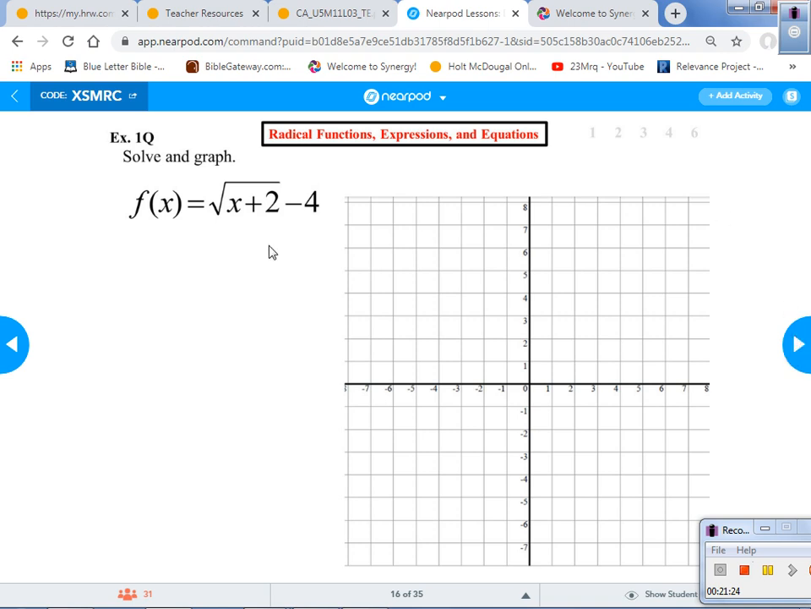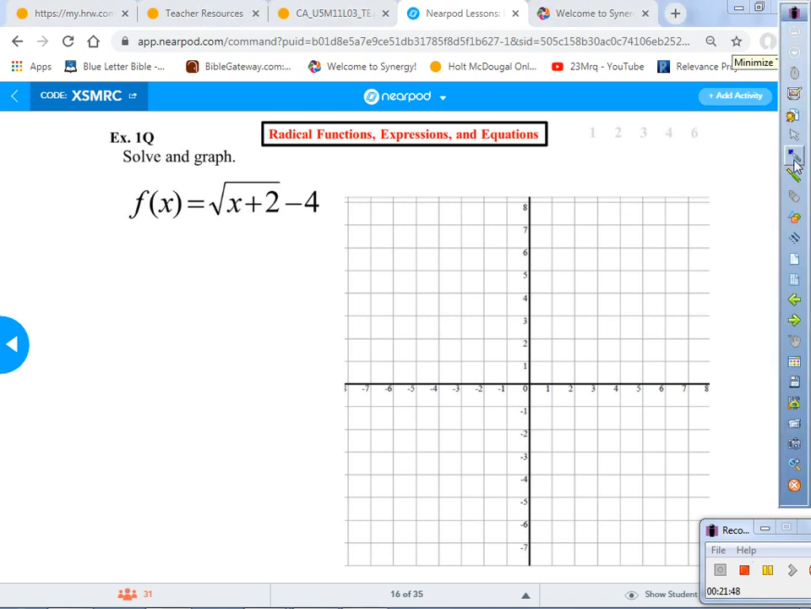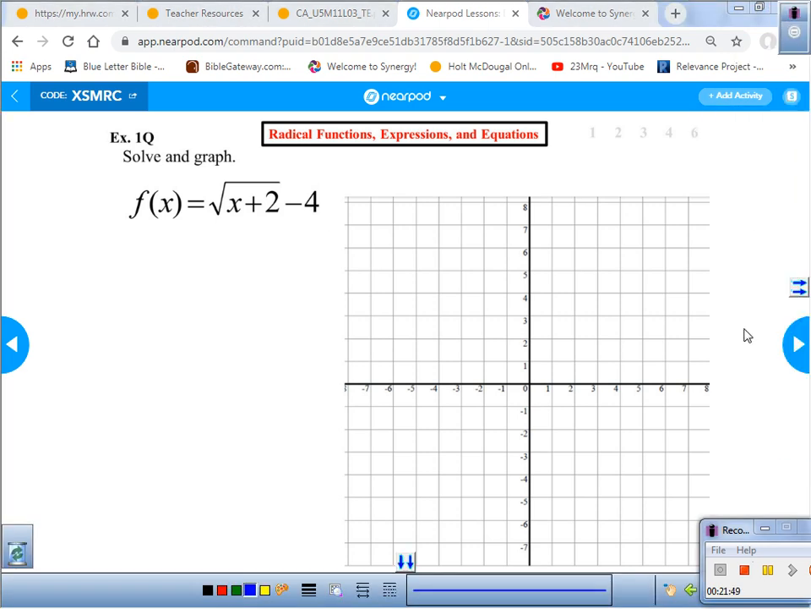We got example 1Q, solve and graph. I want you to start with the graphing portion first. Remember, graph the parent function and then with a different color, graph the transformation, and then go to the solving portion. We are given f of x equals square root of x plus 2 minus 4. Copy that and go.